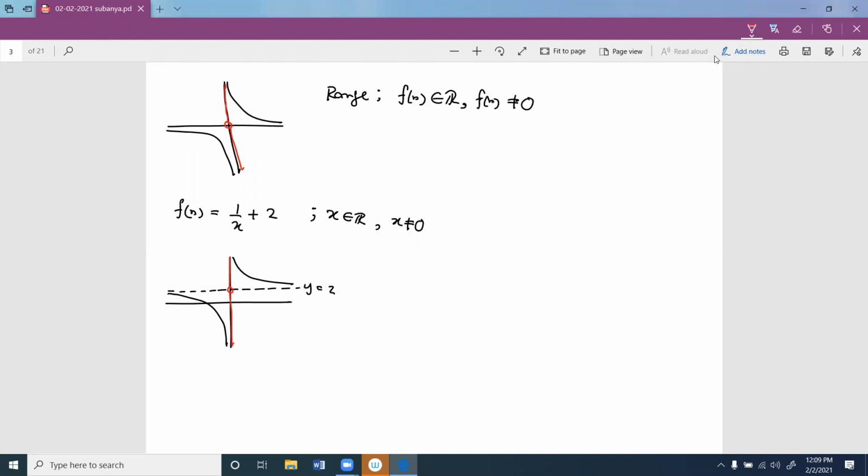Therefore, you can write the range for this function. The range is, you can say, f(x) is any real number, and you can write f(x) is not equal to 2. That's how we need to get this value. Okay. Then, a small extension further.